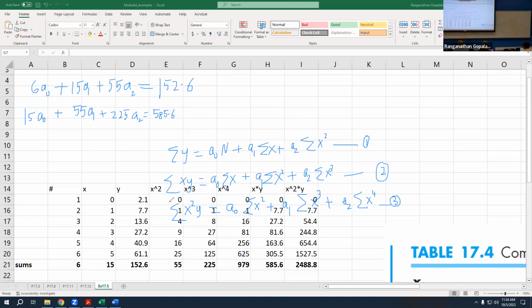The third equation would be 55A0, correct? 55A0 plus 225A1 plus 979A2 equal to 2488.8. Pardon my handwriting. 2488.8.